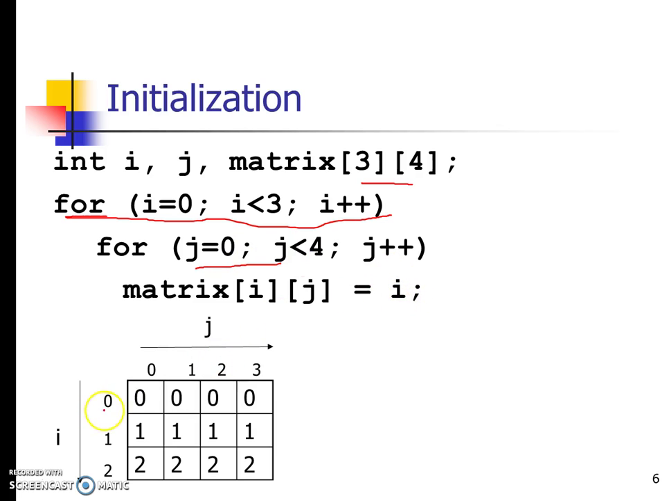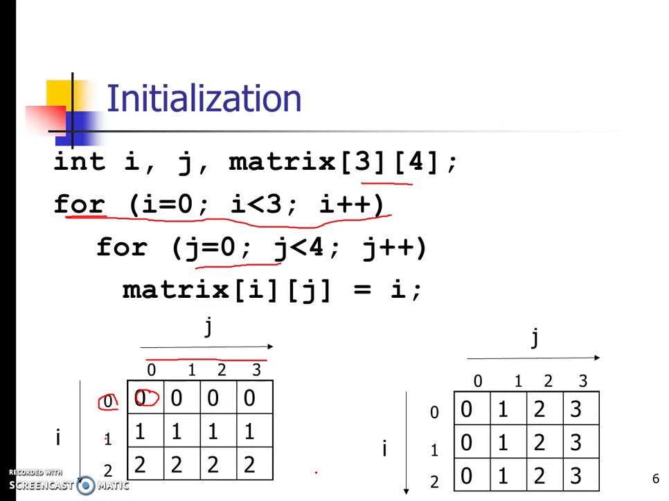That means first of all, i and j will be equal to 0, 0. That means the first element will be 0. Right? Again, as we are assigning the ith value, so for the first row, i will be 0. So for the first row and all the columns, this i value will be 0. Next time i will be 1. So for the whole second row, i will be equal to 1. And for the third one, it will be equal to 2.